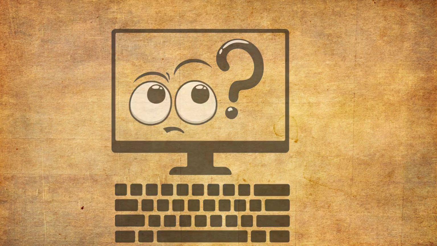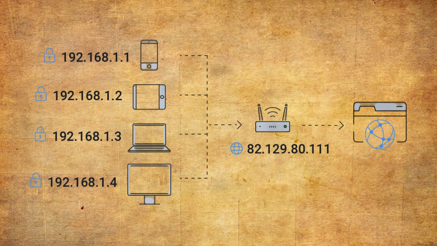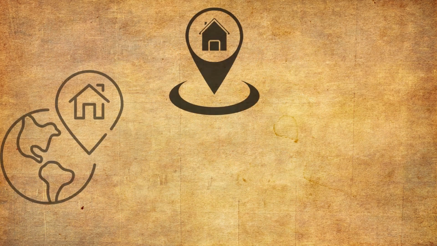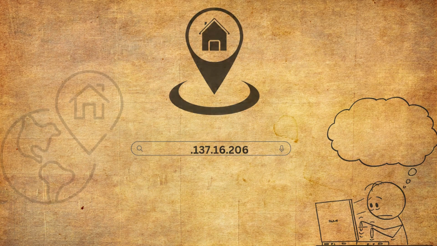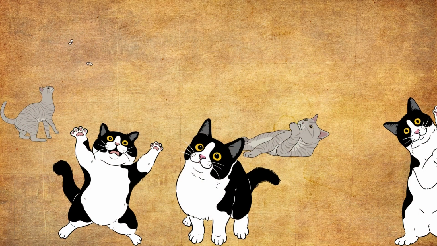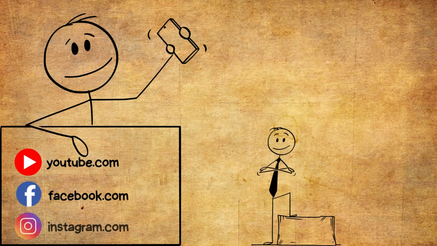But how does your device know where to send that request? That's where IP addresses come in. Every device on the internet has one. It's like a digital street address. But come on, nobody wants to type in an IP just to watch cat videos. That's why we use names like YouTube.com, Facebook.com, and so on.